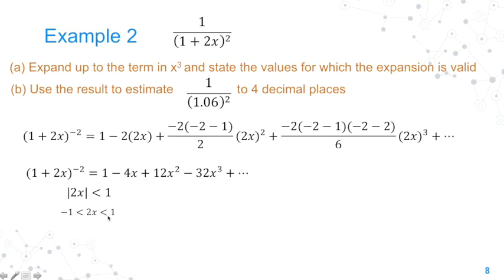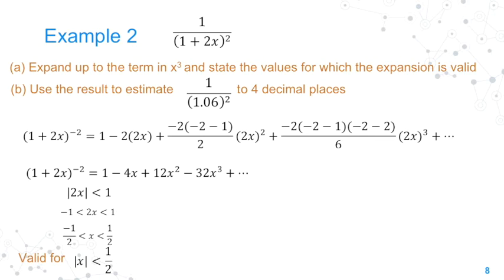And then we can simplify this in such a way that we divide the whole inequality by 2, and it will result in negative 1 half less than x less than 1 half, or x is more than negative half but less than half. And then we can write this back as a modulus inequality, and that will be modulus of x is less than 1 half.